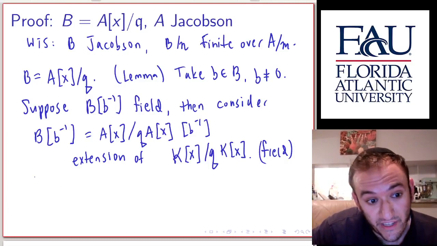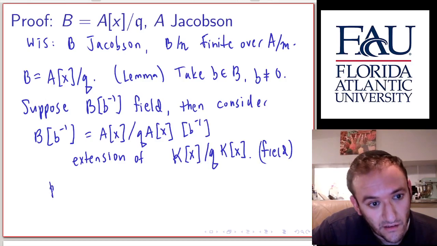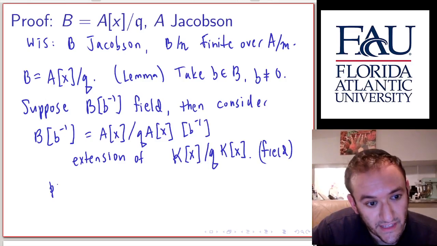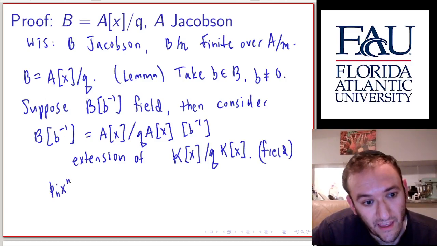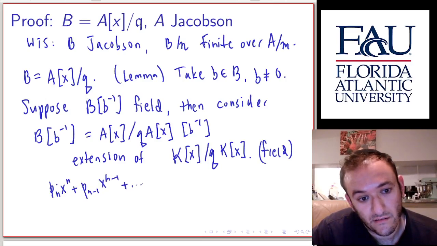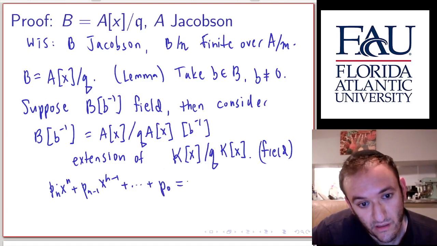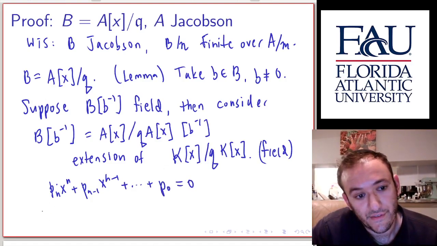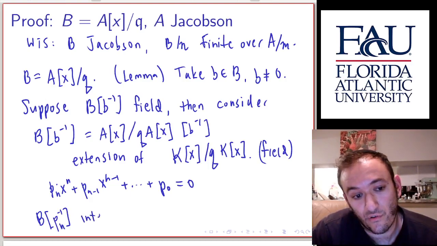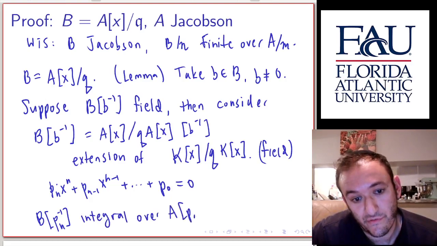Now that we have an algebraic extension, we know that there's some relation in Q that the image of x will satisfy, so that's Pn x to the n plus Pn minus 1 x to the n minus 1 down to P0 equals 0. So what that means for us is that B adjoin Pn inverse is integral over A adjoin Pn inverse.